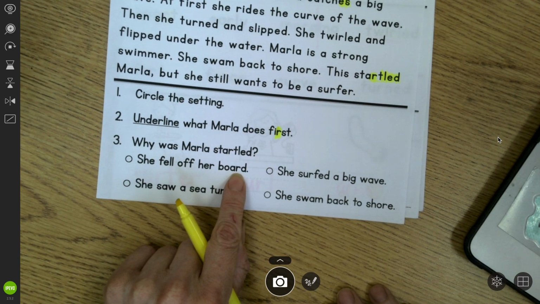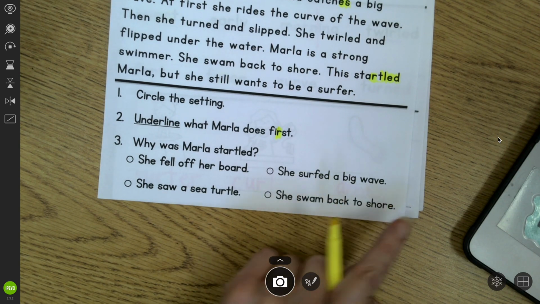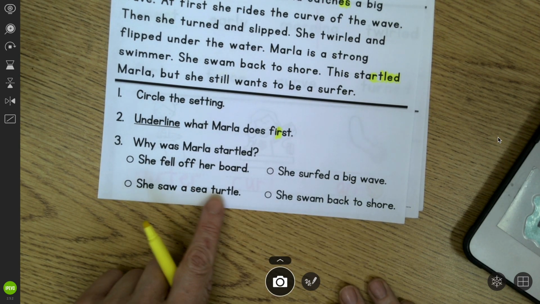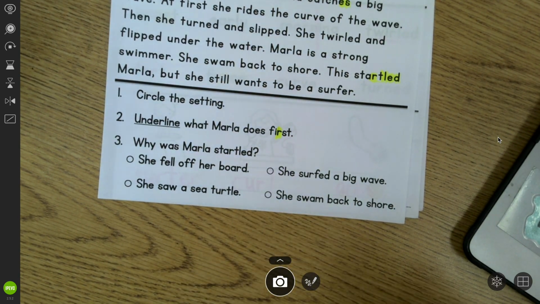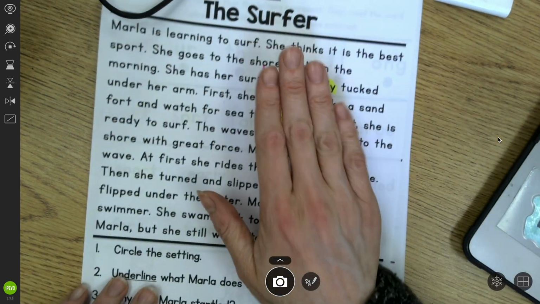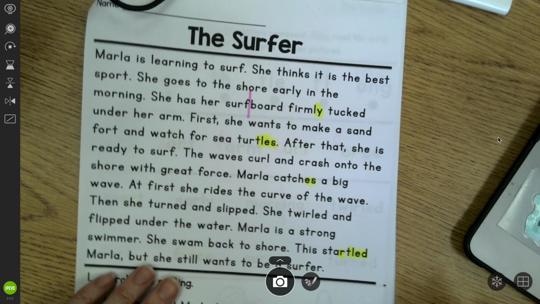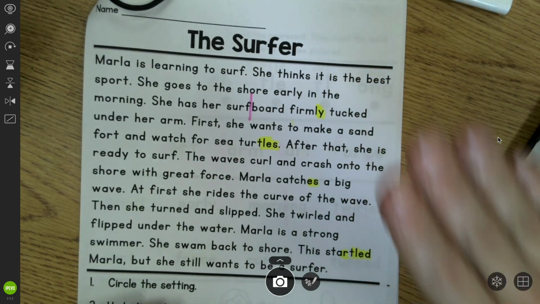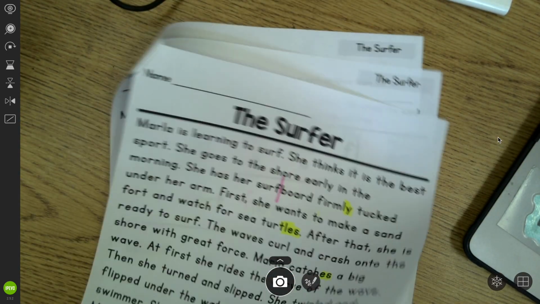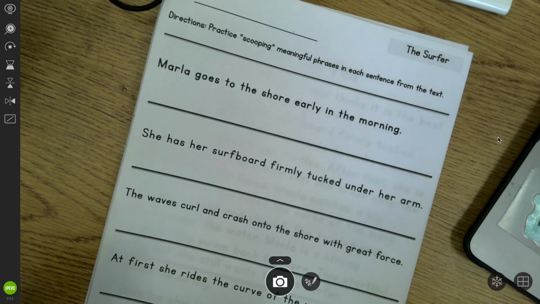Number 3, why was Marla startled? She fell off her board. She surfed a big wave. She saw a sea turtle, or she swam back to shore. All right, so study this. Get really comfortable reading this. And tomorrow morning, I'm going to call you over. You'll read it to me, and you'll also read these sentences to me. Okay?